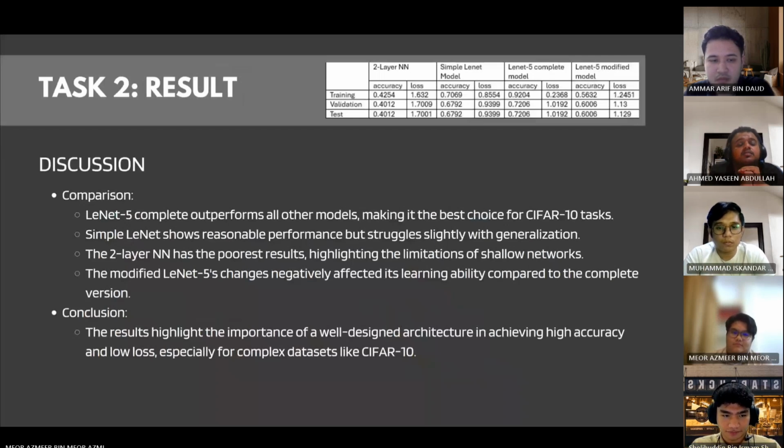Comparison: LeNet-5 complete outperforms all other models, making it the best choice for CIFAR-10 tasks. The two-layer NN has the poorest result, highlighting the limitation of shallow networks. Conclusion: the results highlight the importance of well-designed architecture in achieving high accuracy and low loss, especially for complex datasets like CIFAR-10.